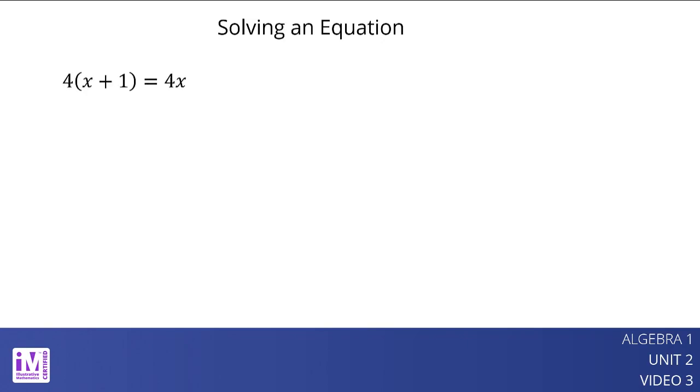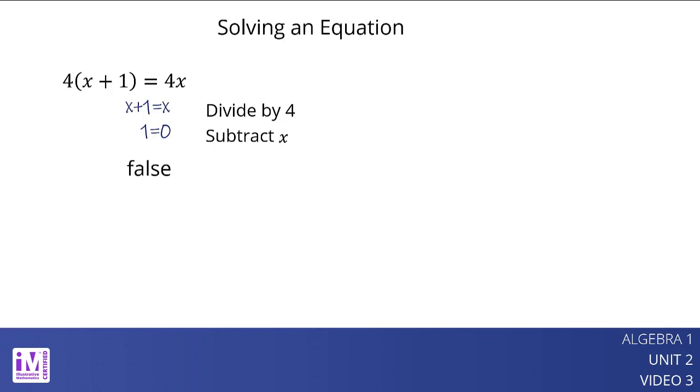4 times the quantity x plus 1 equals 4x. Here are two attempts to solve it. We start with the original equation. Dividing each side by 4 results in x plus 1 equals x. Subtracting x from each side results in the equation 1 equals 0, which is a false statement.